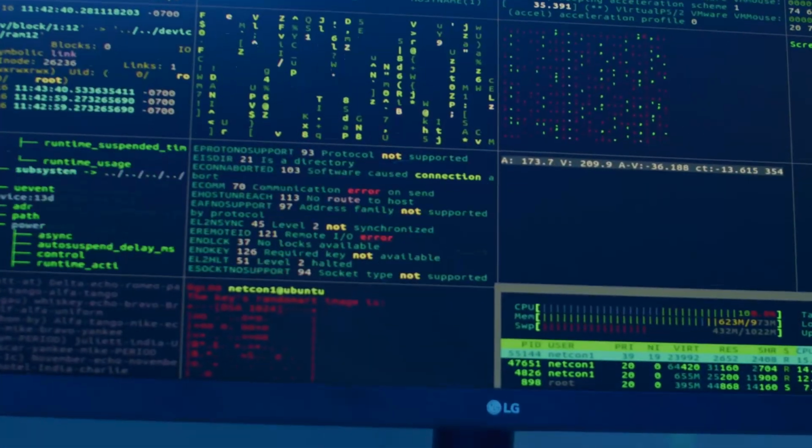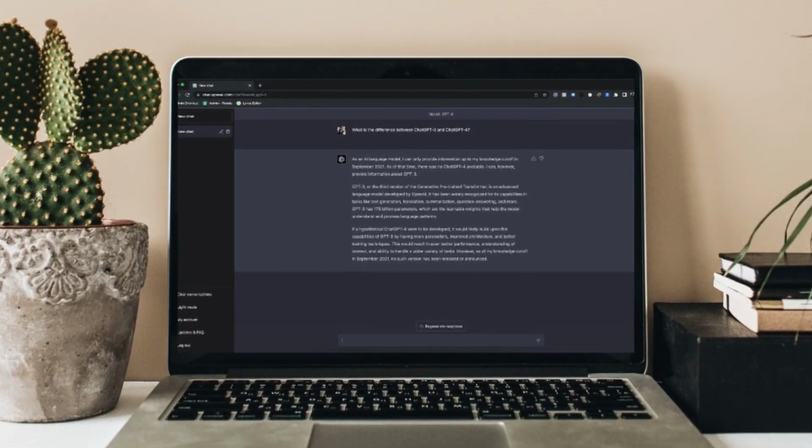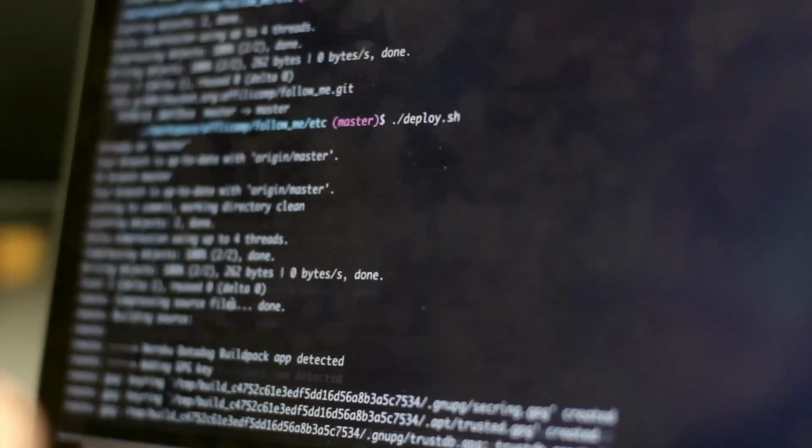Everything in computers is represented by numbers. But what about words? How do large language models represent words? How do they understand them?